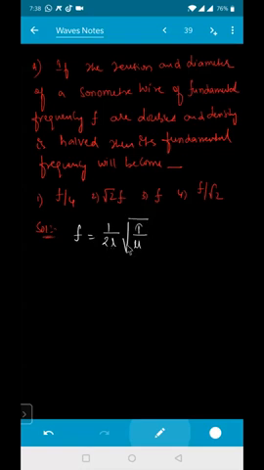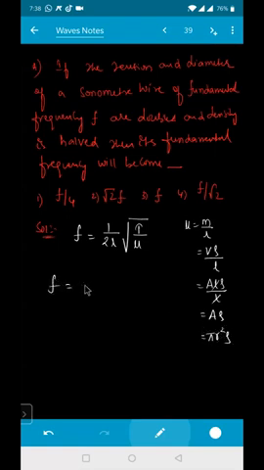Can I write the mu in terms of the density? Because mu is mass per unit length. Mass is equal to volume into density, divided by L. Volume is equal to area into length, into density, divided by L. L gets cancelled, so it is area into rho. Area can be written as pi r square, into density.